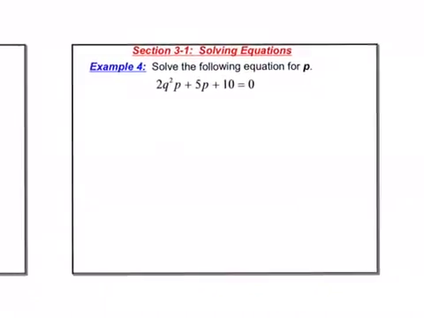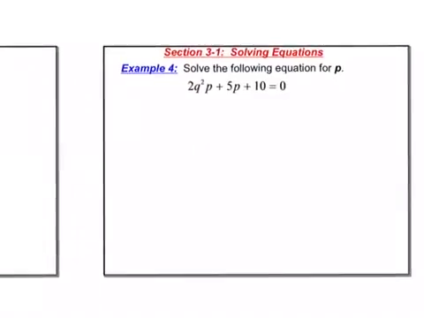Okay? Example 4 is a very similar problem. 2q squared p plus 5p plus 10 is equal to 0, and they're asking us to solve this for p. So now that you saw how we did the previous one, go ahead and pause the video here and try this one on your own, then come back and check it with my work.